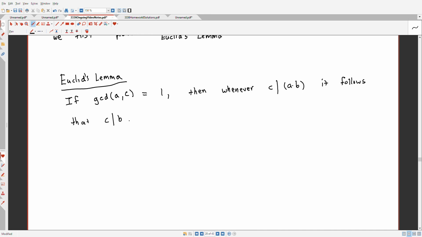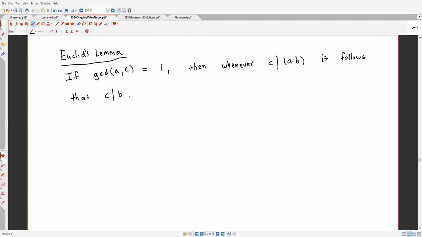So the idea is, it's kind of intuitive, right? We definitely want to believe this. It says if you have two relatively prime numbers A and C, so they don't have any common factors except 1. And if you're told C divides A times another number, the thinking is, well, maybe C can't divide into A, so it's only got to divide into B. That's the thinking. And it turns out that thinking is right. And our proof is going to use what we talked about in the previous discussion.